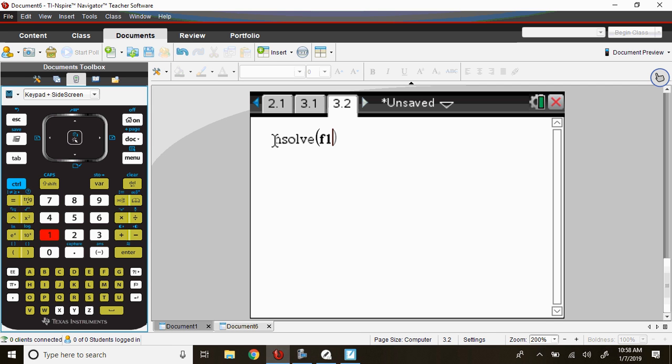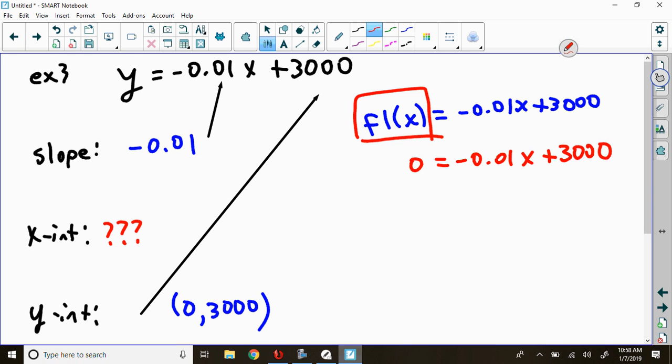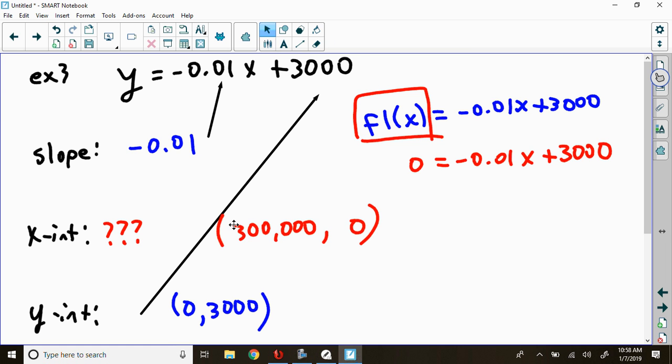f1 of x. That's my equation. I'm going to let that y, f1 of x, equal 0, and it'll solve for the variable x, and this will give me my x-intercept. There it is. It's 300,000. The value of x when y is 0.